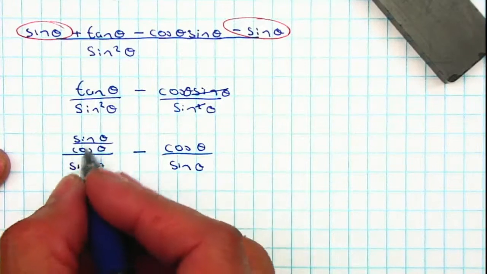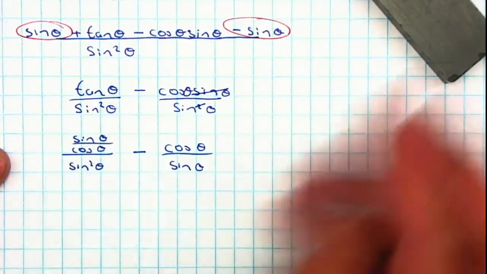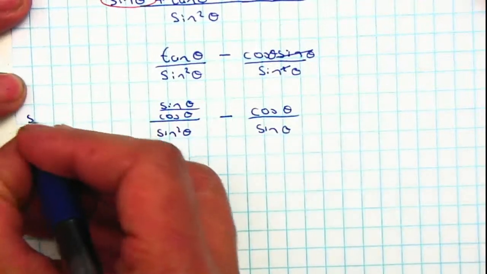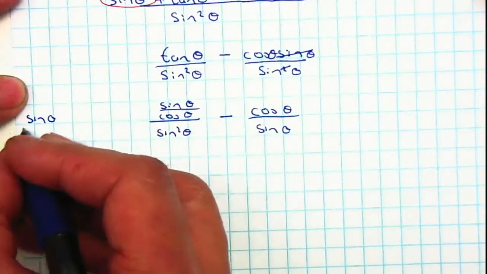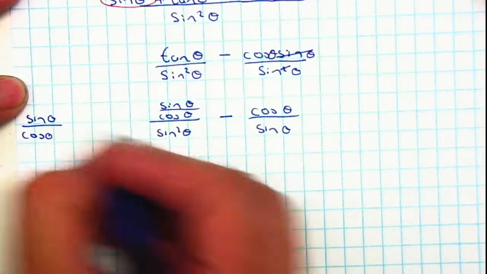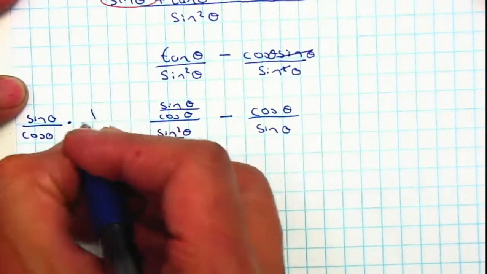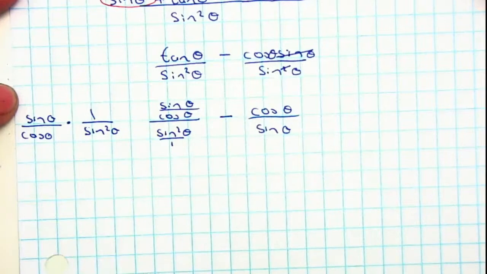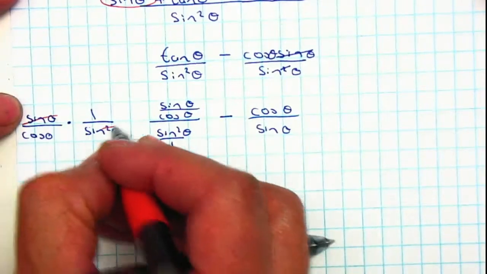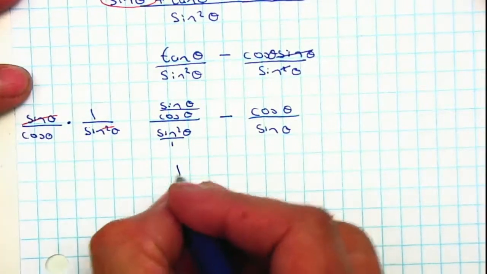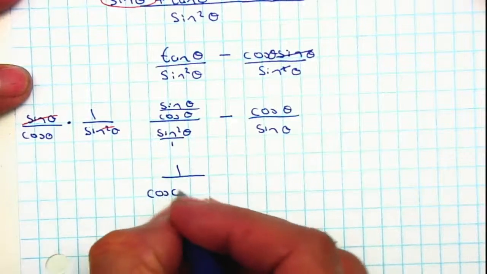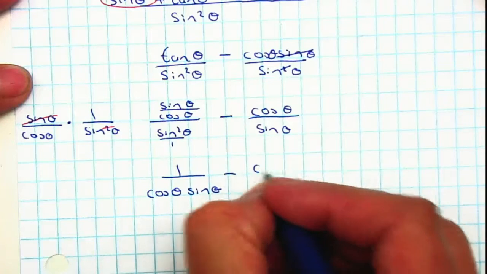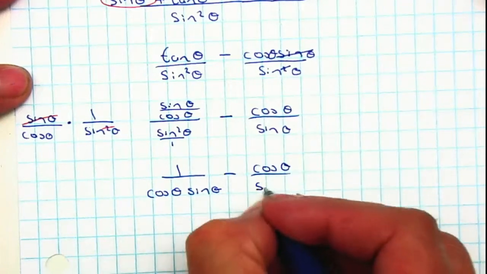So let me change my division to a multiplication, and let me just do it on the side so I don't have to rewrite everything. I'm going to have sine theta over cosine theta multiplied by the reciprocal, which will be 1 over sine squared theta. One of the sines is going to cancel, so that will give me 1 over cosine theta multiplied by sine theta, minus cosine theta over sine theta.